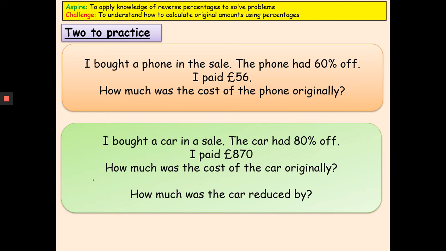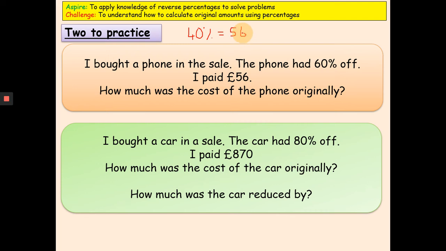Right, let's see how you've gone on then. So for this one, I bought a phone in the sale, the phone had 60% off. So you want to be asking yourself, my original price is 100%, so I need to be taking off 60%. So I've got 40% left. So 40% is going to be equal to the sale price of £56.